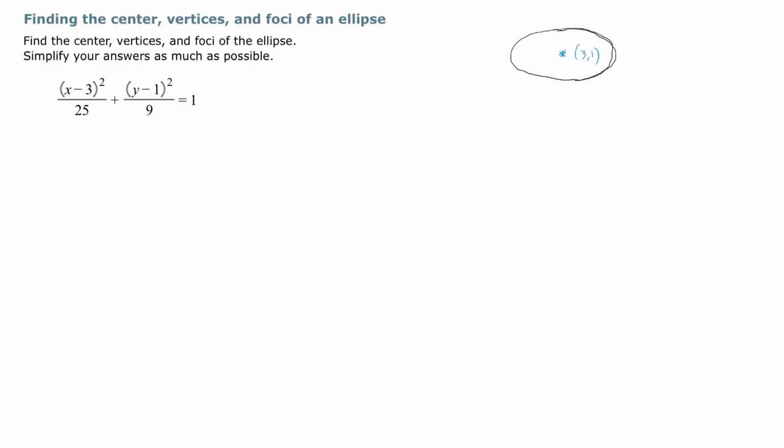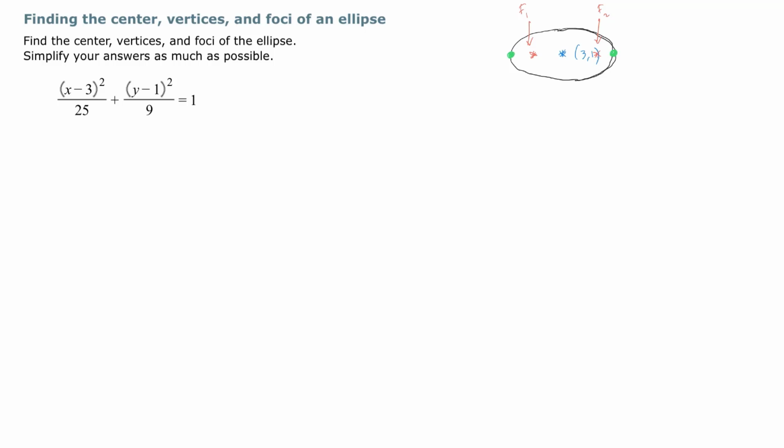Because it's stretched horizontally, you have two focus points, or foci for plural. Right about there and there, that would be one focus point and another focus point. Where are your vertices? Your vertices would be at the end of your major axis.